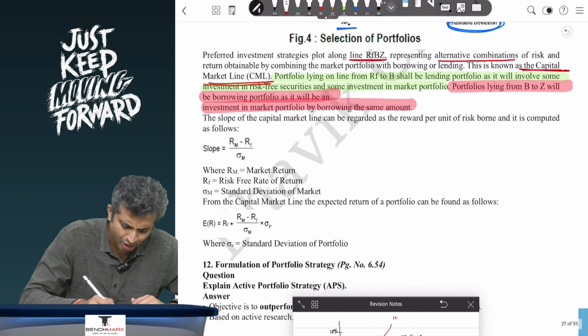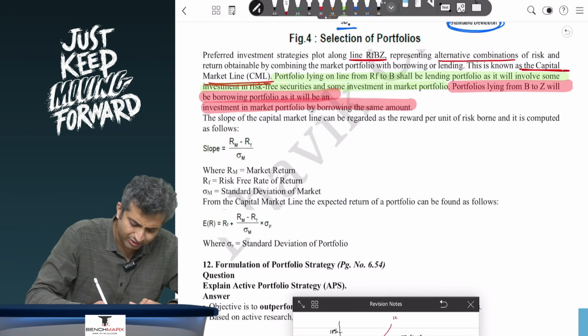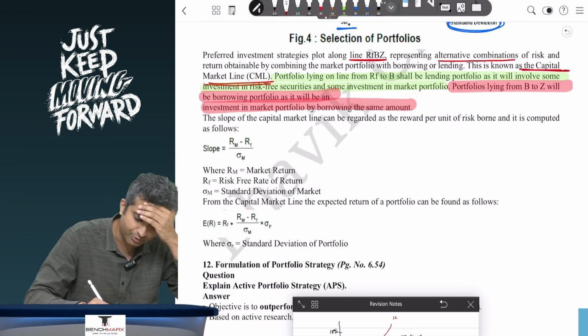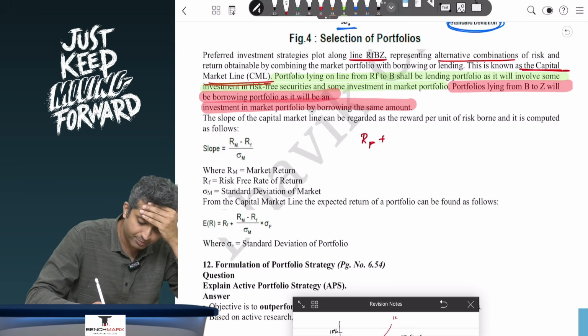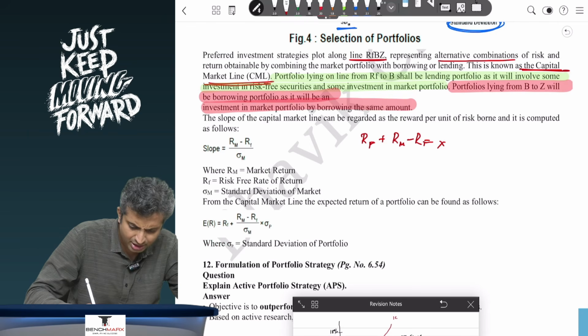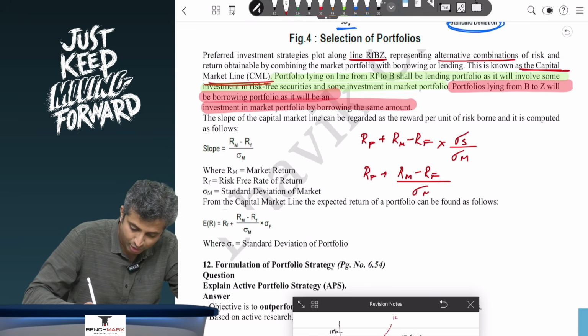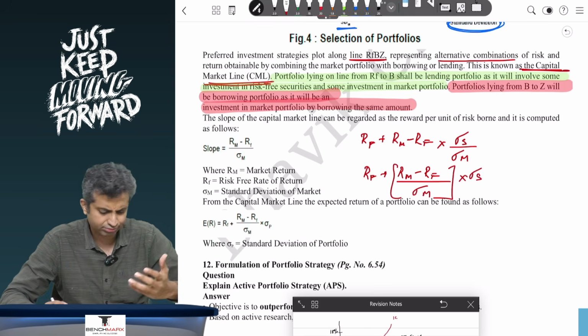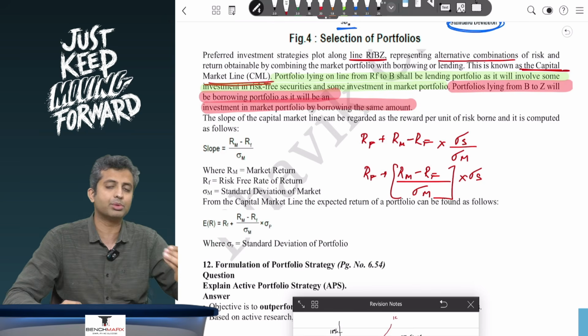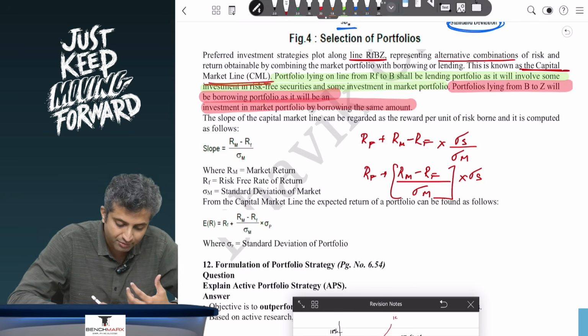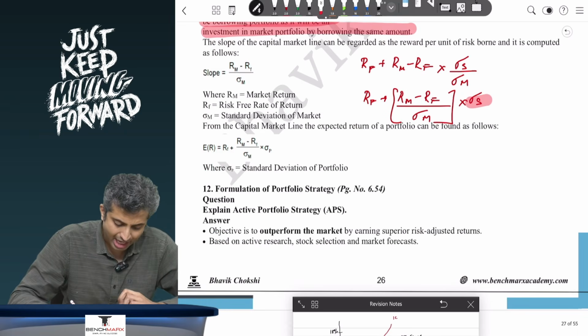So over here, we have done all of these as well. When you look at the CML, I think it was question 34 or something, it is RF plus (RM minus RF), usually into beta. However, in case of CML, it is the standard deviation of the security upon the standard deviation of the market. And if I have to find the slope, this is (RM minus RF) upon standard deviation of M. This is the slope of the CML, and it is on the same logic as the CAPM, just that instead of taking beta as a measure of risk, you take standard deviation as a measure of risk.